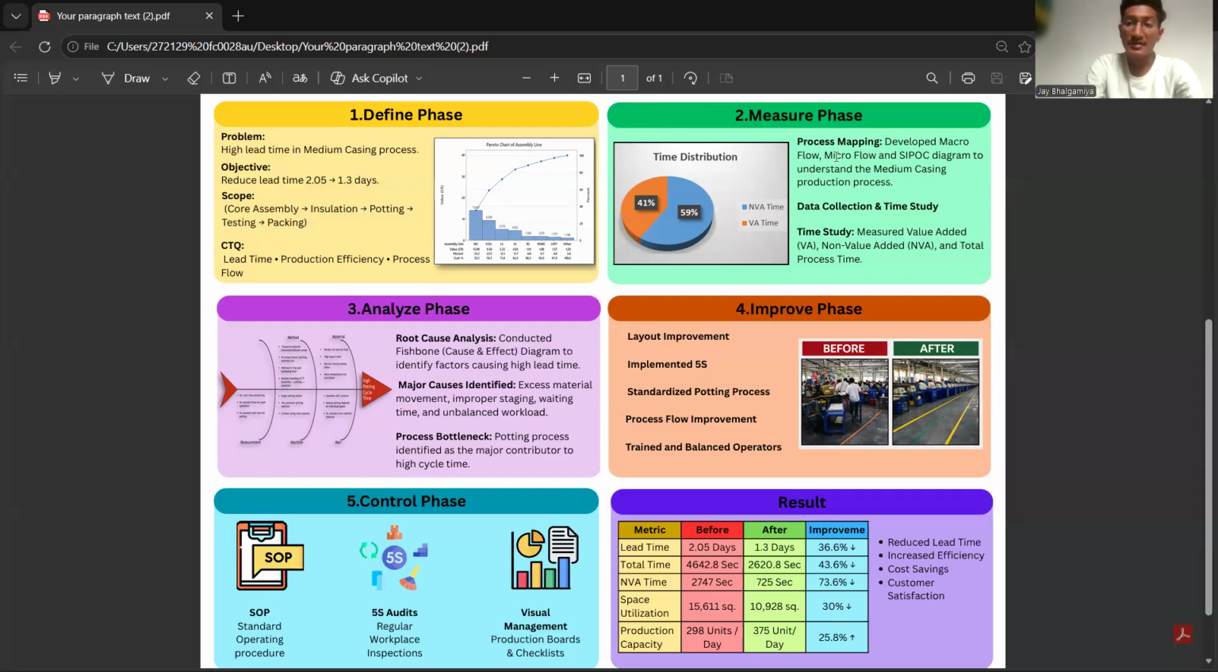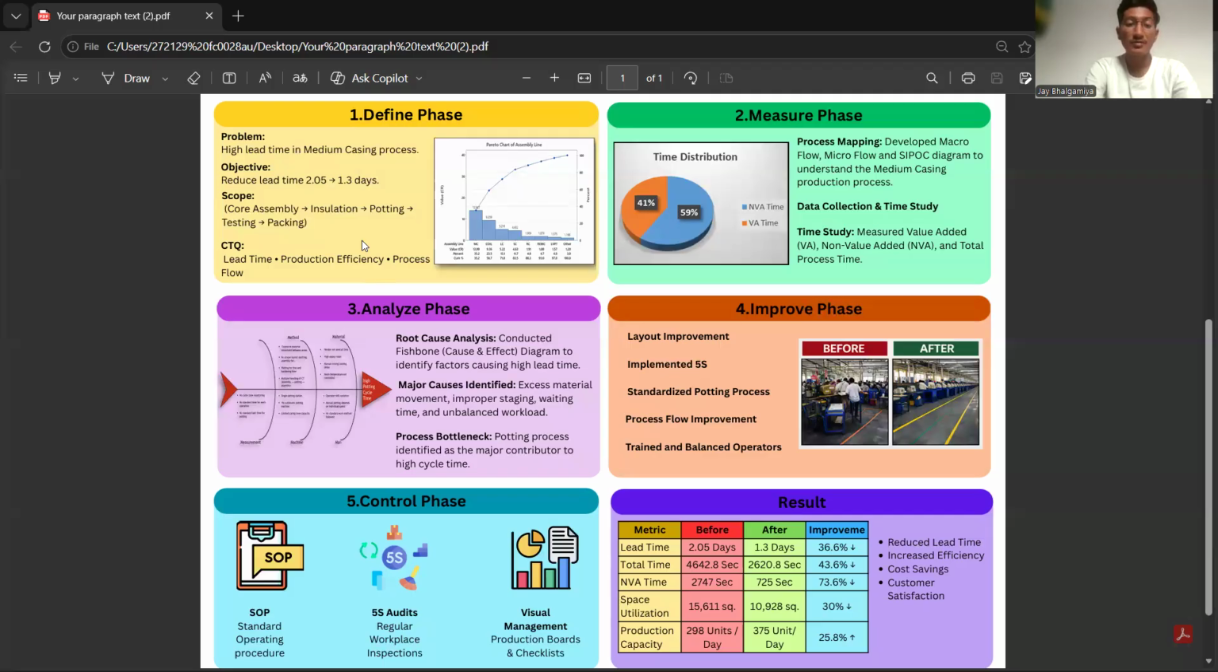We conducted a time study and noted it down. We found 59% NVA activity and 41% VA activity. These clearly show the major opportunity for improvement. Third one is the analysis phase.